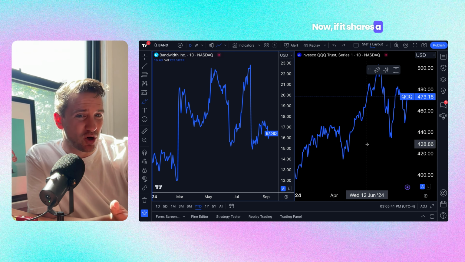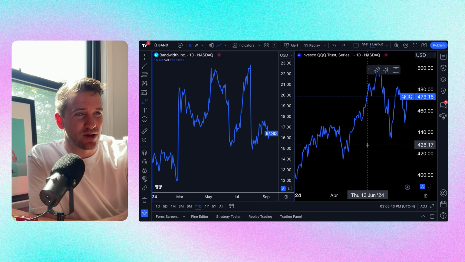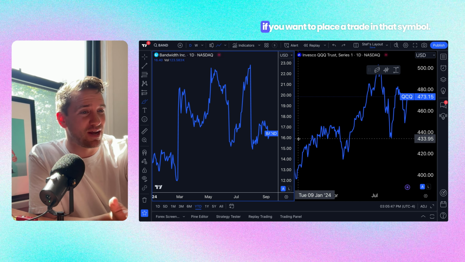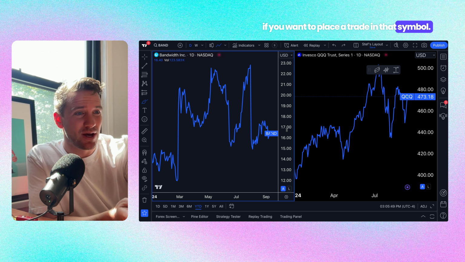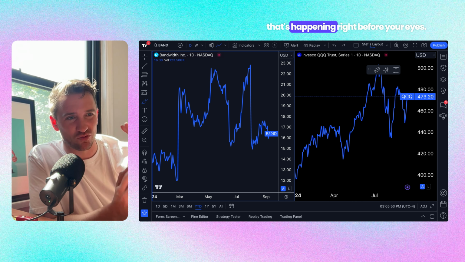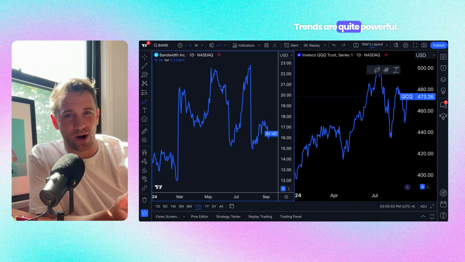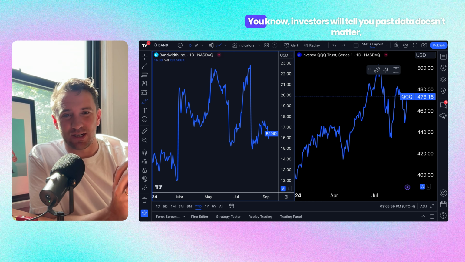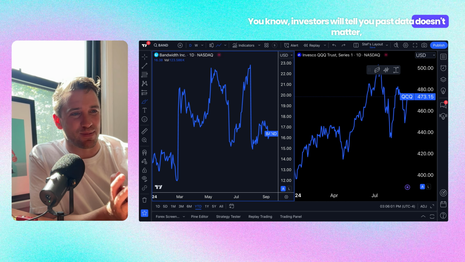Now, if it shares a correlation with the broader market, well, now you have to know what the broader market's doing if you want to place a trade in that symbol. Otherwise, you're going against the sheer correlation that's happening right before your eyes. Trends are quite powerful. People program things based on trends. Investors will tell you past data doesn't matter.